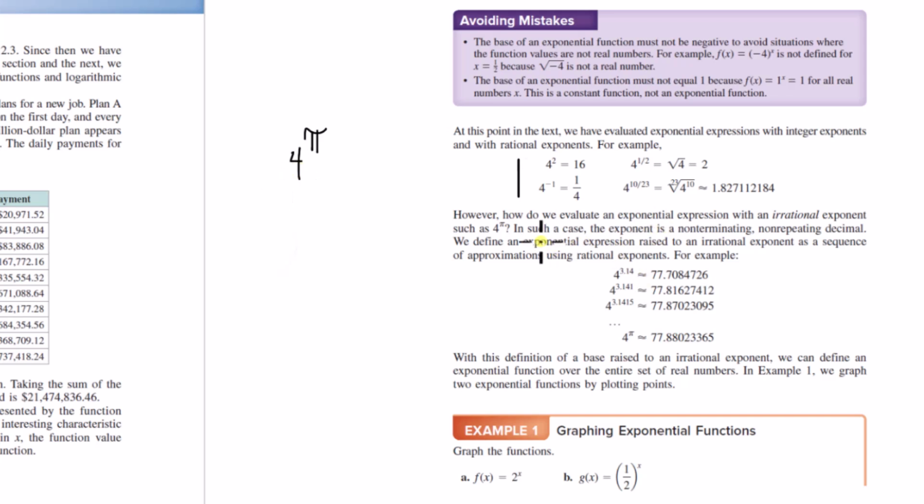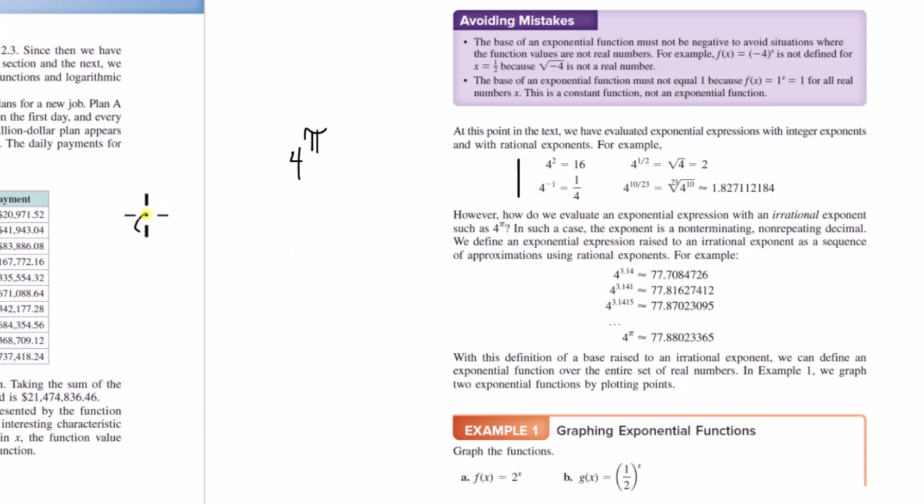So in such a case, the exponent is a non-terminating, non-repeating decimal. That's exactly what an irrational number means. It says we define an exponential expression raised to an irrational exponent as a sequence of approximations using rational exponents. What they're saying is that this is going to be a little bit hard to understand until you've gone through the sequences and series chapter of calculus. But what they're saying is that you have this sequence here.